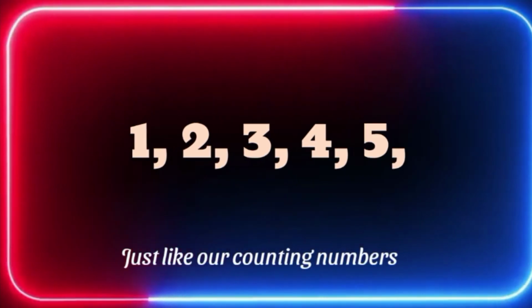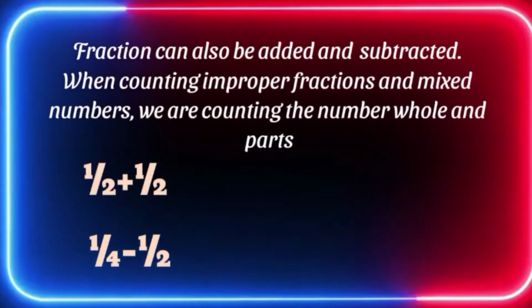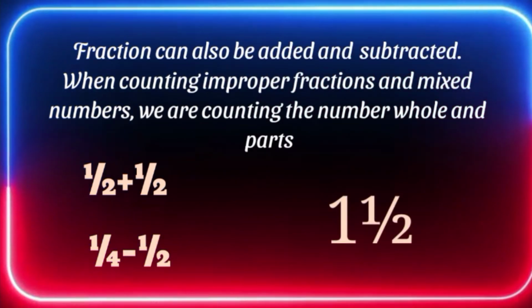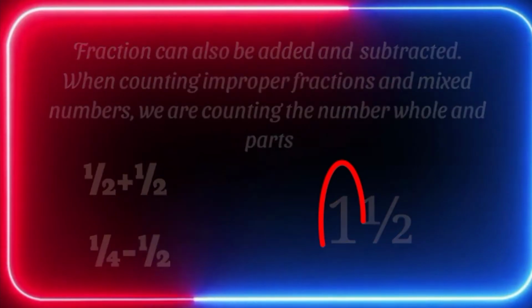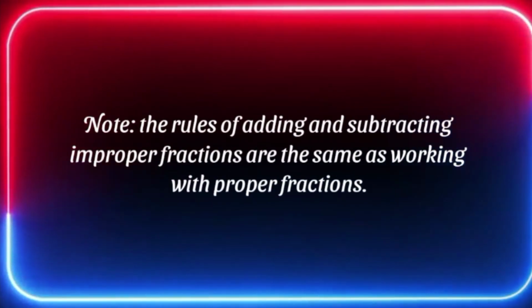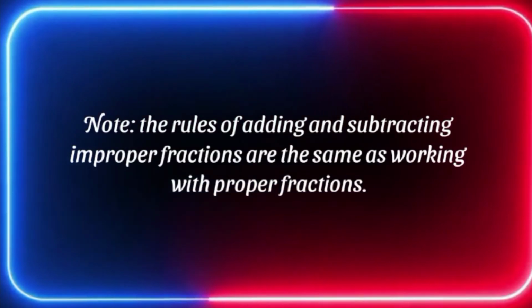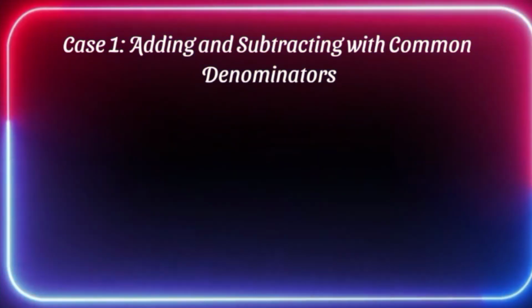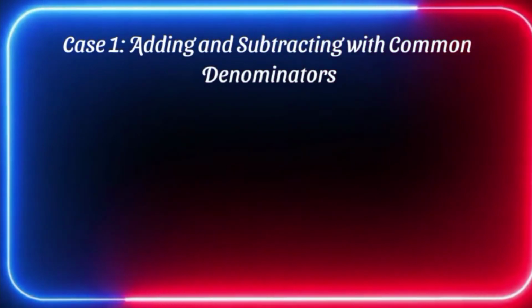Just like our counting numbers, fractions can also be added and subtracted. When counting improper fractions and mixed numbers, we are counting the whole numbers and parts. The rules of adding and subtracting improper fractions are the same as working with proper fractions. Now, let us first discuss how to add and subtract with common denominators.